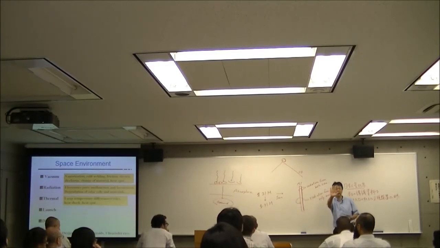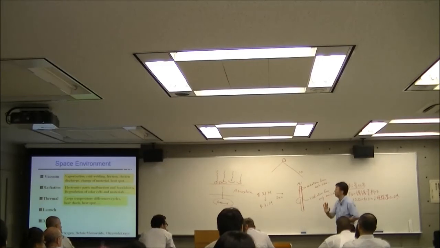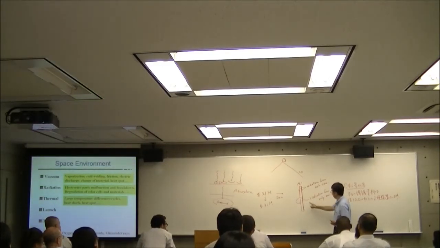If the other side is covered by insulation, then you can use only one surface for the radiation. The other case is that you can use both sides for the radiation. Then what temperature? This will be a different temperature. Now you can obtain different temperatures. Do you know that?